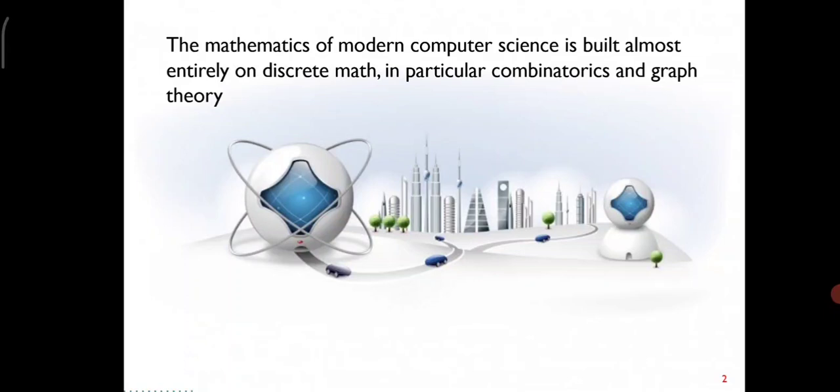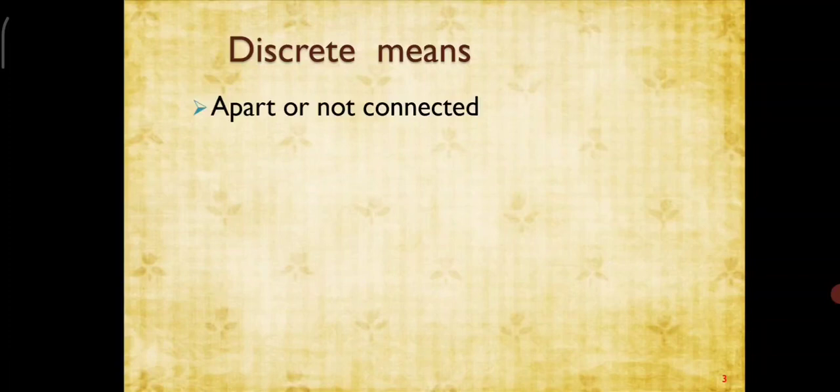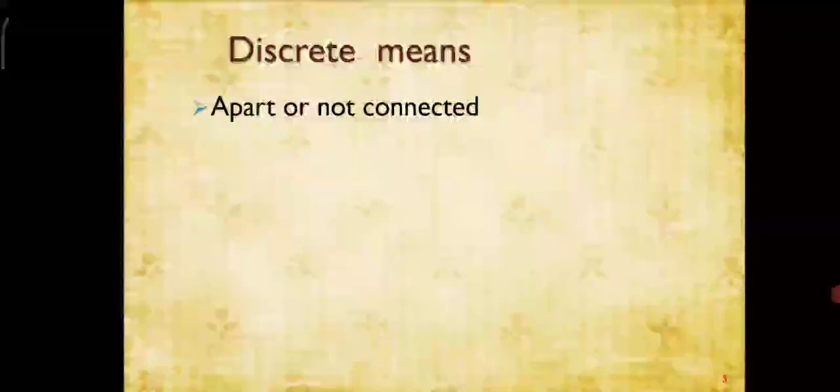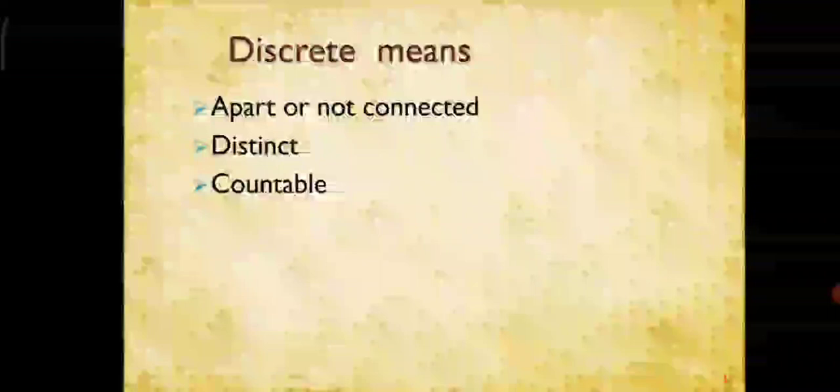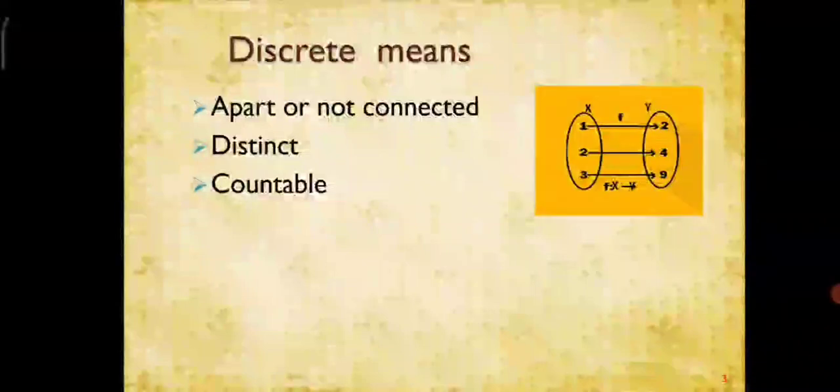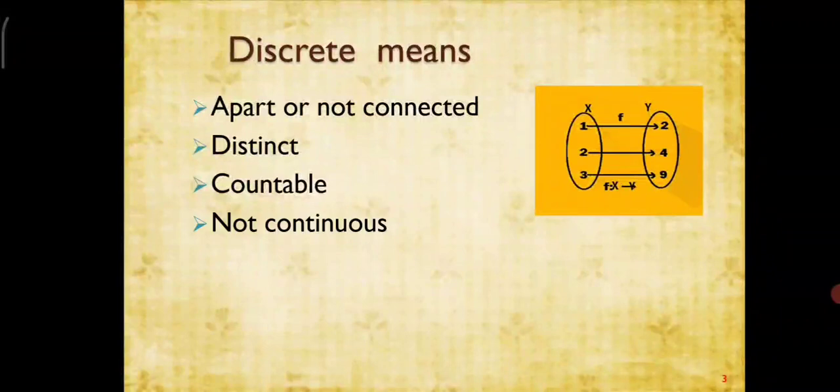Let us see how. First we understand the meaning of discrete. Discrete means apart or not connected, and you can say they are distinct. Mathematically, it is countable. This picture shows what is countable. Yes, it's a one-to-one relationship, and we can say it's not a continuous set.